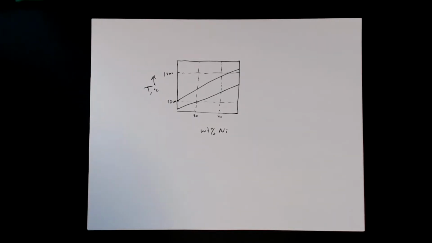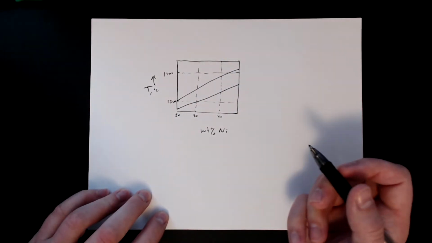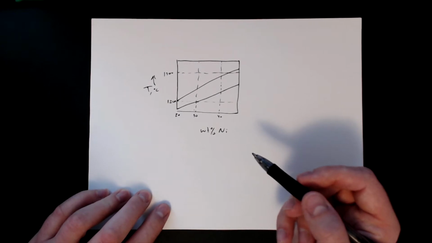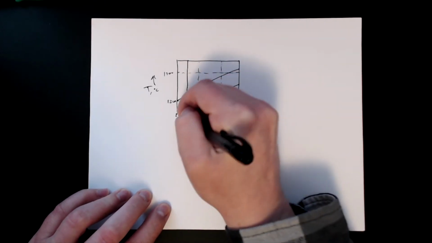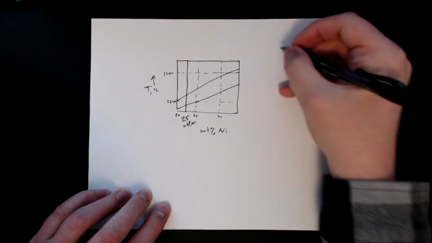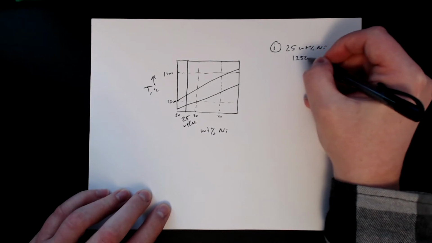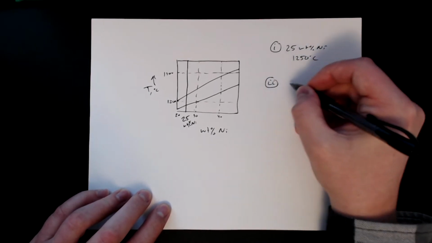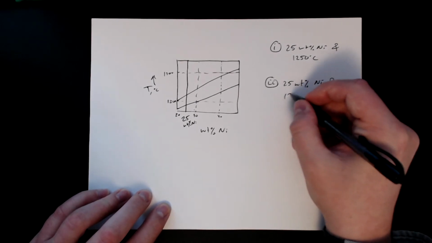All right, so we want to determine the phases present and the phases composition at two particular points, and that would be 25 weight percent on both. I've replicated the diagram here so that we can work through this on paper. 25 weight percent would be halfway in between here, so if I draw this line up, that's going to be our 25 weight percent nickel. The first part was 25 weight percent nickel and 1250 Celsius, and the second part wanted the same composition, but a lower temperature of 1200.